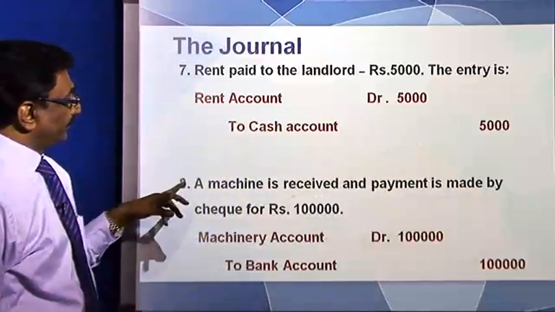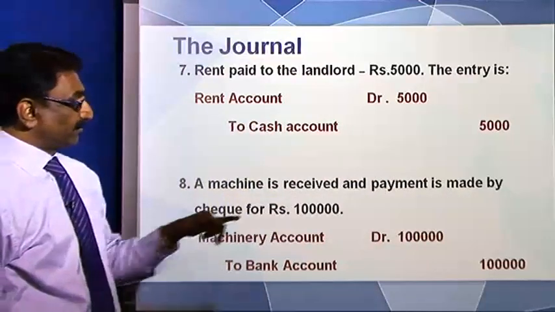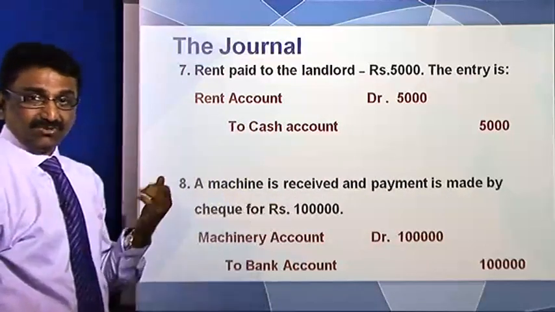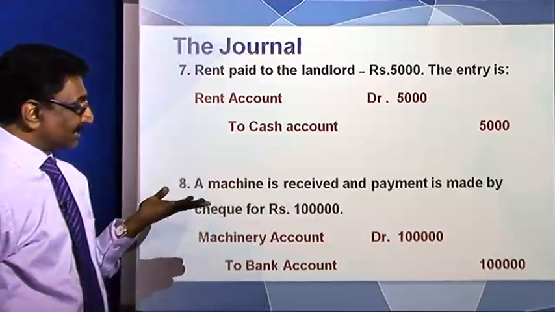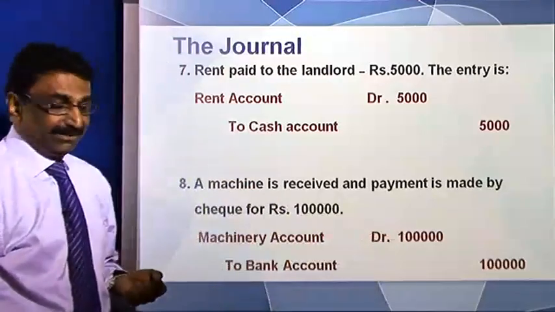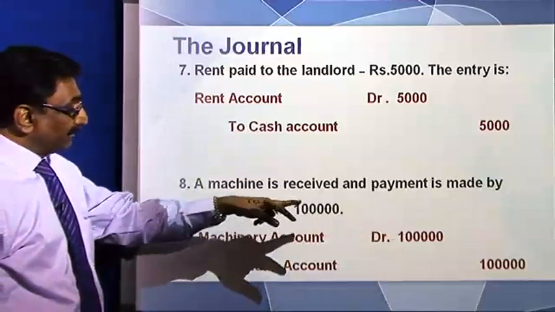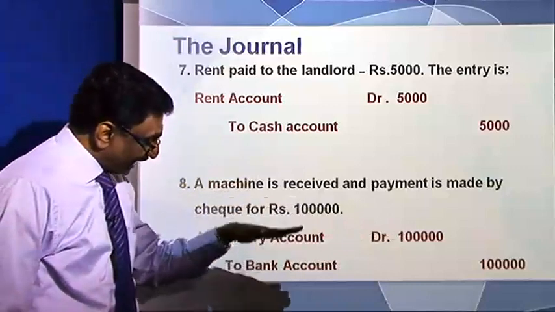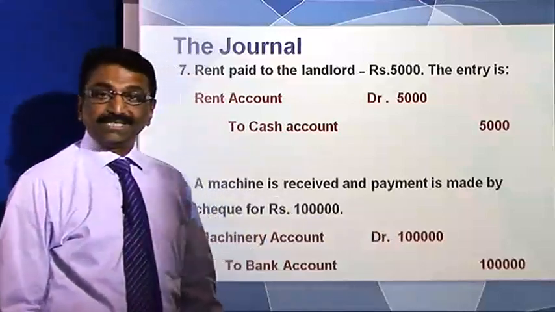credit the cash account. Machine is received and payment is made by check for rupees 1 lakh. So the asset is machine, which is an asset account. The machinery account has increased, therefore you debit the machinery account and you credit another asset account, which is bank, because you have paid out. So the asset account has decreased, so you credit the bank account with rupees 1 lakh.